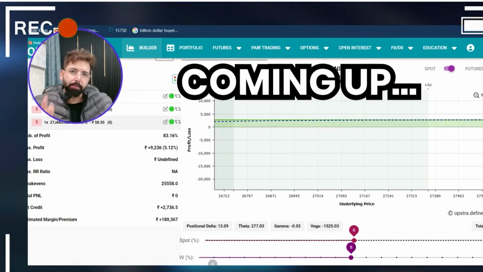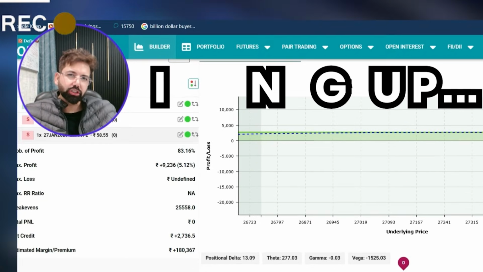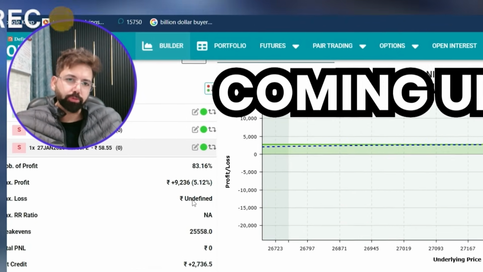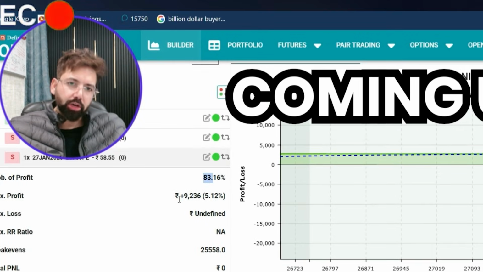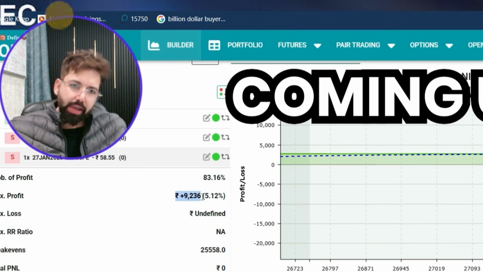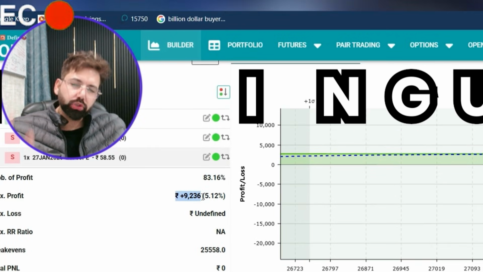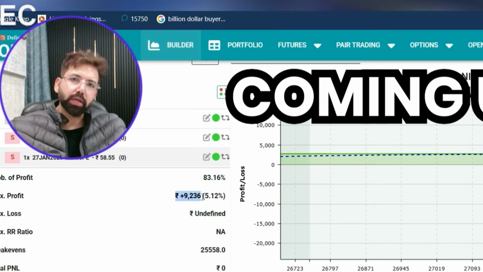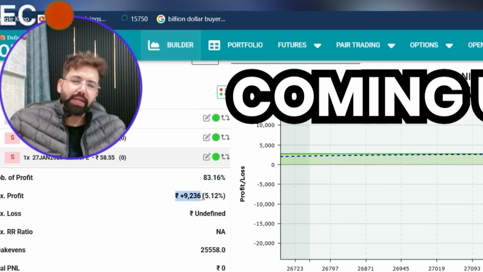Now I want you to compare the old method versus this one. Compare in terms of probability of profit. Compare in terms of the maximum potential. Compare in terms of margin. And most importantly, compare in terms of break-evens. Right in front of you.